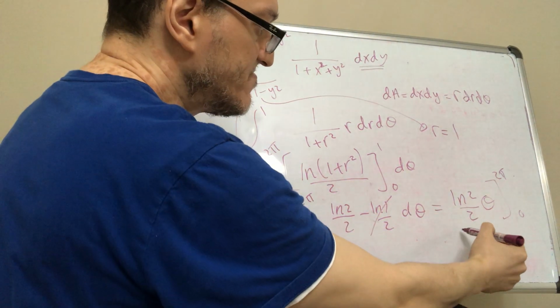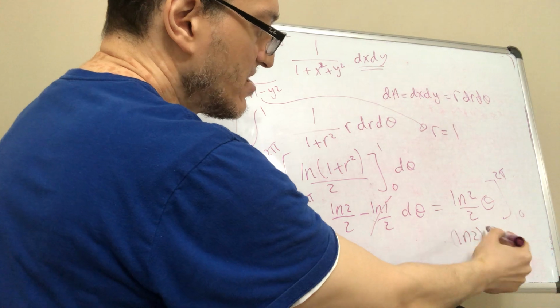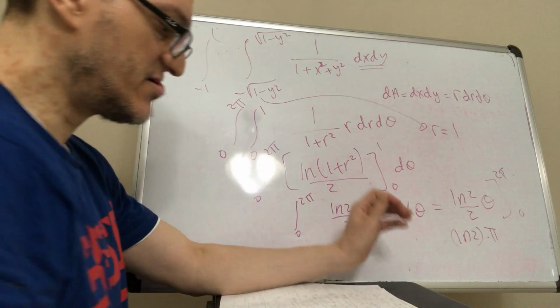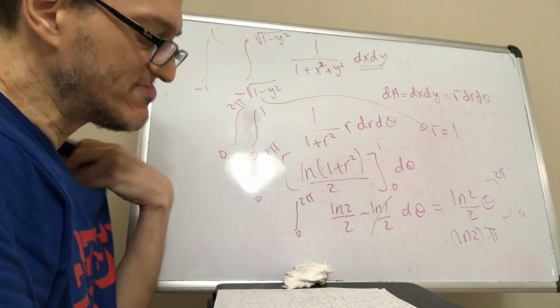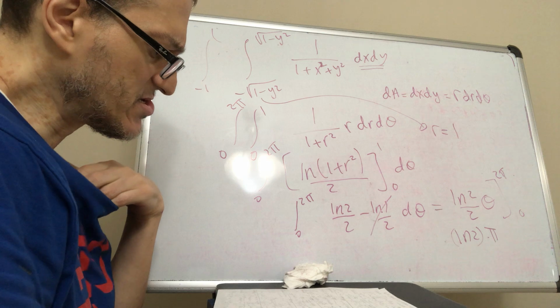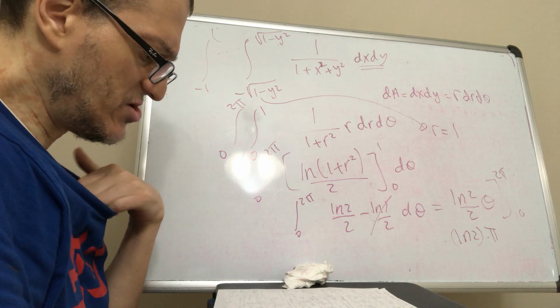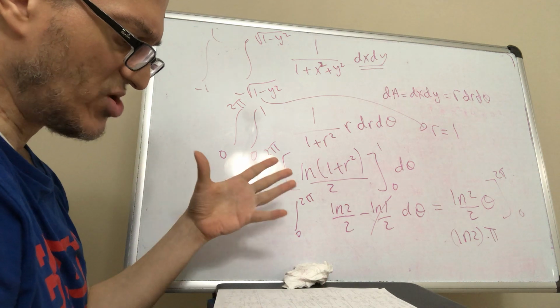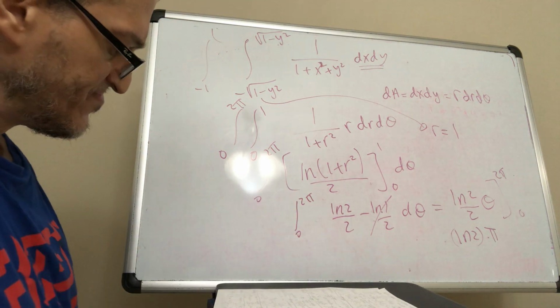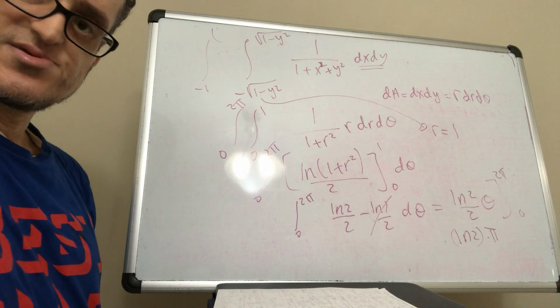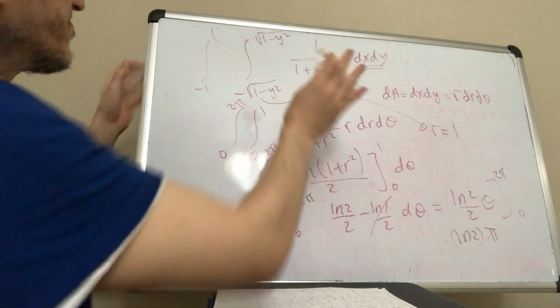Put the 2 pi, will give you 2 pi over 2 pi. Put the 0, 0. The answer is ln 2 times pi. This is all you need to do or to know if you're integrating double integral and you switch to polar.